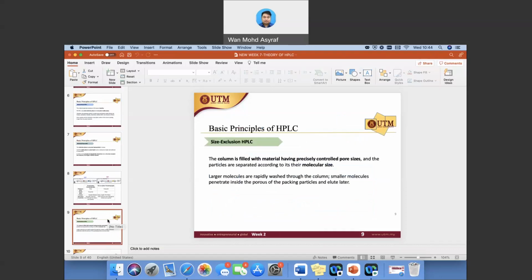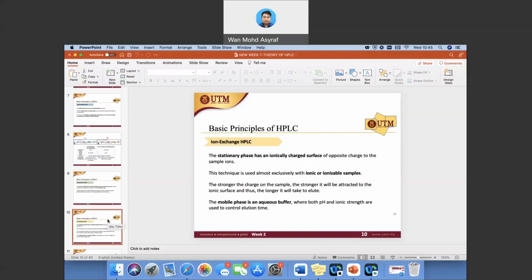All right, and then size exclusion HPLC. Size exclusion HPLC is, by its name, controlled by the pore sizes of your stationary phase. The larger size would elute first, and then it will be followed by the much smaller size which can fit into the pore sizes. It depends on the molecular size.